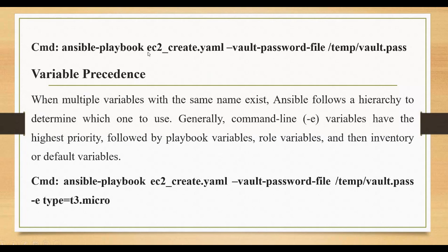In this we can also create, edit and view using the command. With small changes, instead of create we can put edit. And the variable precedence: when multiple variables with the same name exist, Ansible follows a hierarchy to determine which one to use. Generally, command line variables using the -e have the highest priority, followed by playbook variables, role variables, and then inventory or default variables.